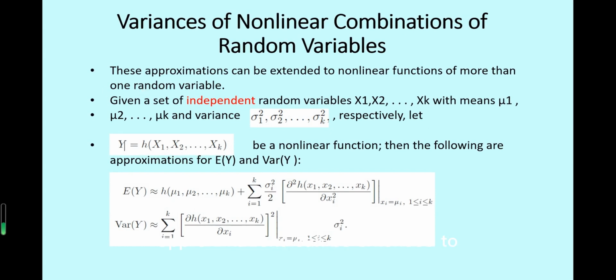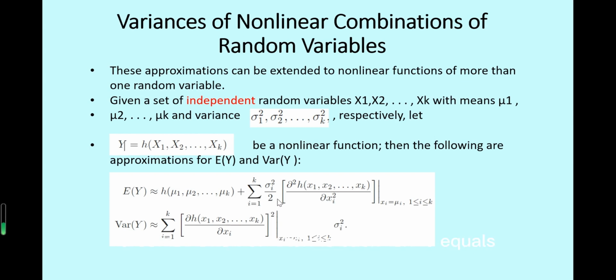These approximations can be extended to nonlinear functions of more than one variable. Given a set of independent random variables x1, x2, up to xk with means mu1, mu2, up to mu_k, and variances sigma 1 squared, sigma 2 squared, up to sigma k squared, let y equal a function h of x1, x2, up to xk, which is a nonlinear function. The following are approximations for E(Y) and variance of Y. This is the approximation for the expectation of Y, using the second order Taylor series approximation.